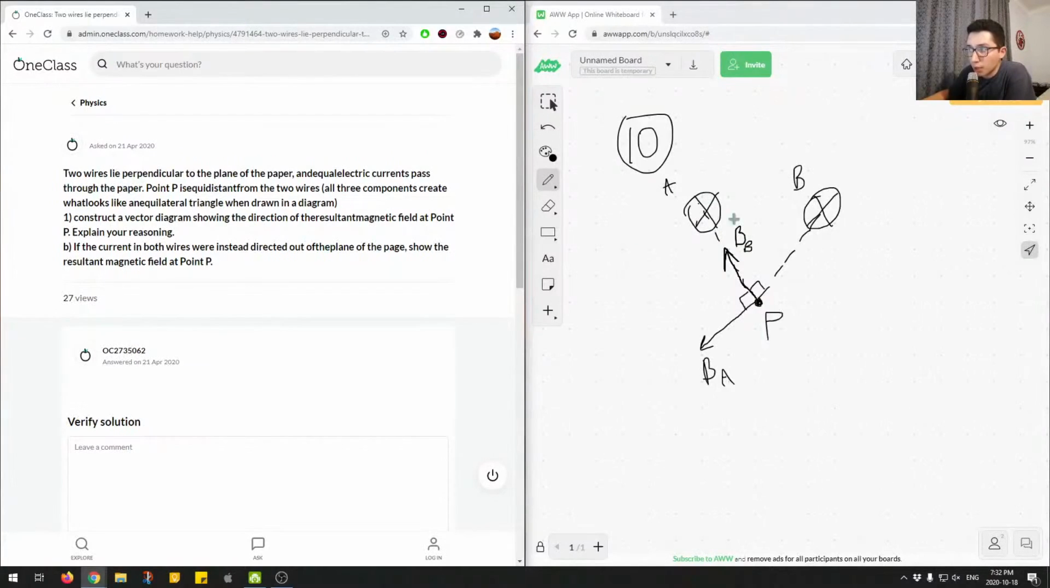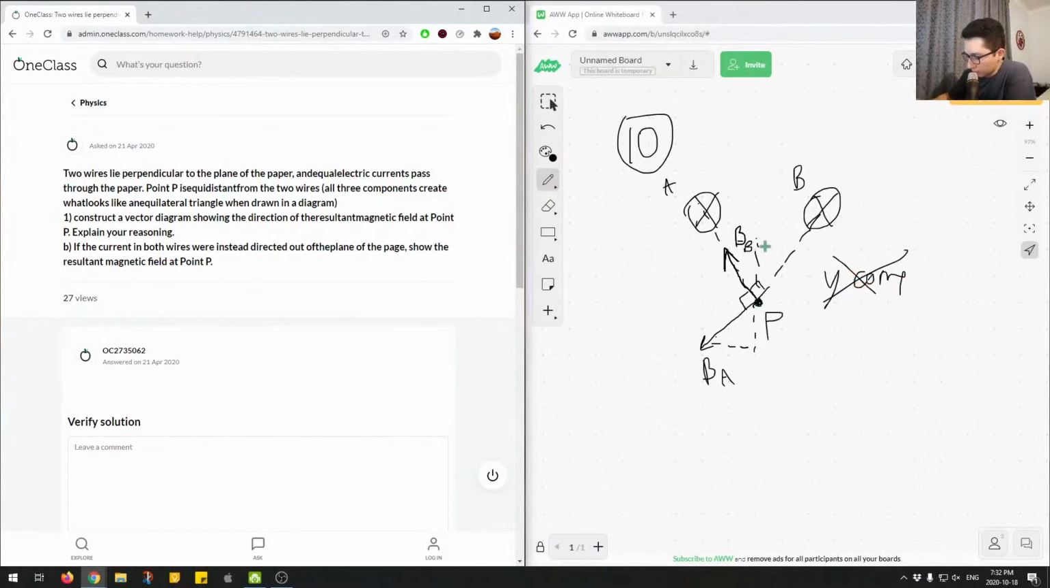So each wire provides an equal magnetic field. We can see from this, each one will have a Y component and an X component, and a Y component up here and an X component. Since B, the magnitude of the magnetic field of the first wire and the magnetic field of the second wire are equal, we know that the y components cancel out, because here we have a positive y.